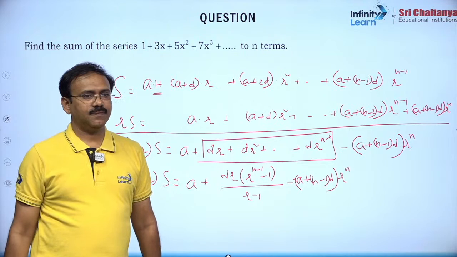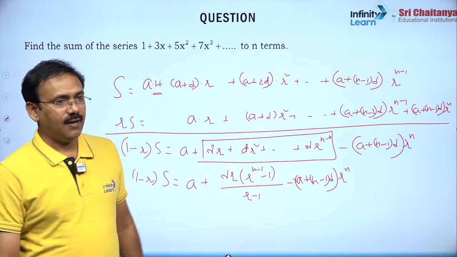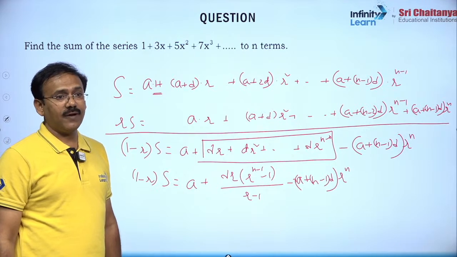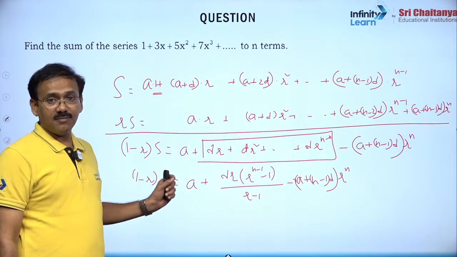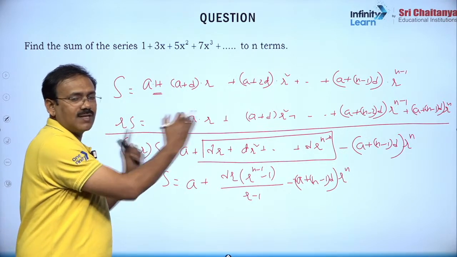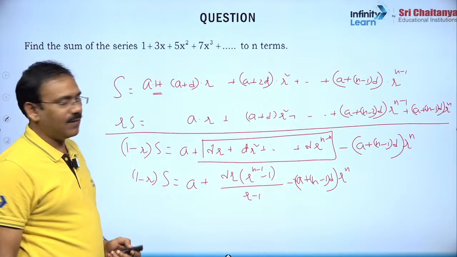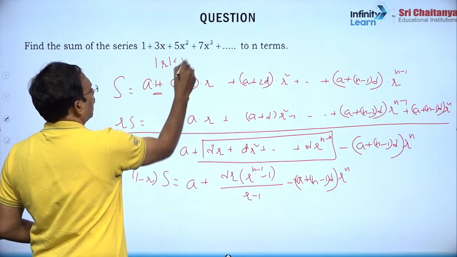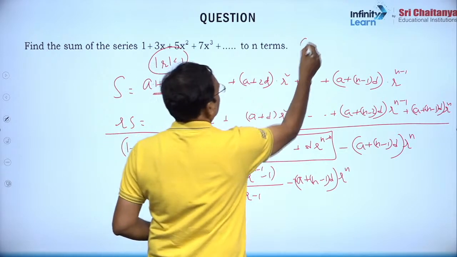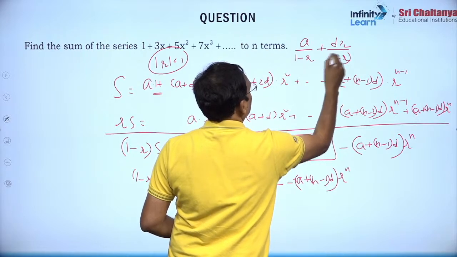So my dear friends, you see, this simple logic is important to find the sum of n terms of an AGP. Simple, take it as S, multiply with r, you just move one step ahead and subtract, you will get a GP here. Now in this, if mod r is less than 1, what happens, you know, this r power n term becomes 0, you will get a by 1 minus r plus dr by (1 minus r) whole square.